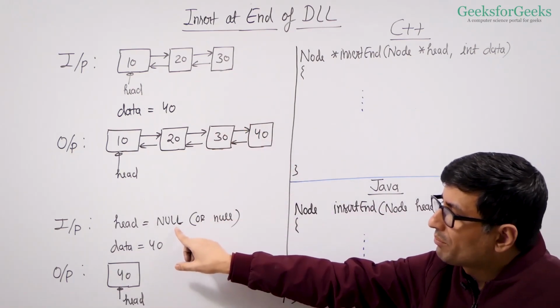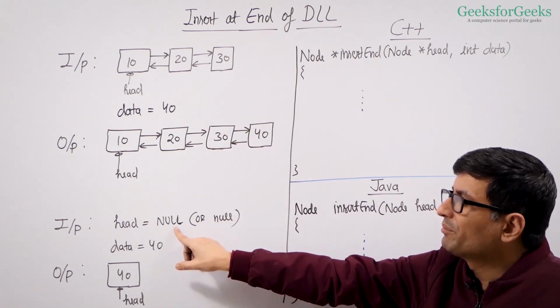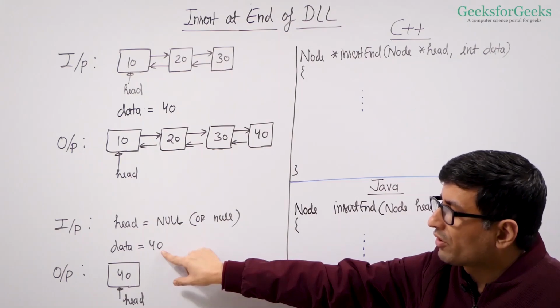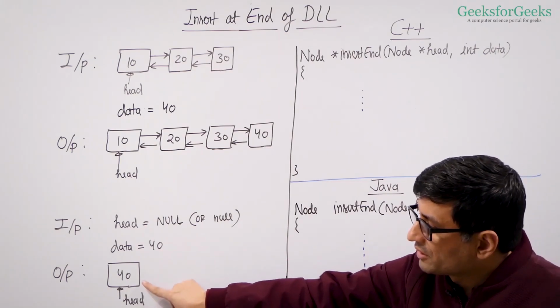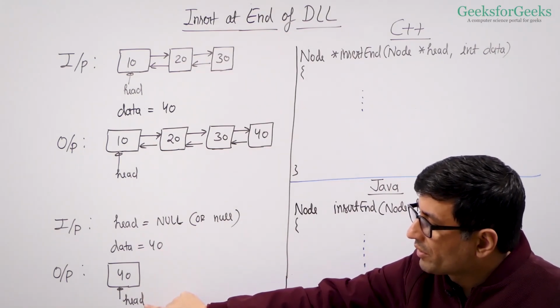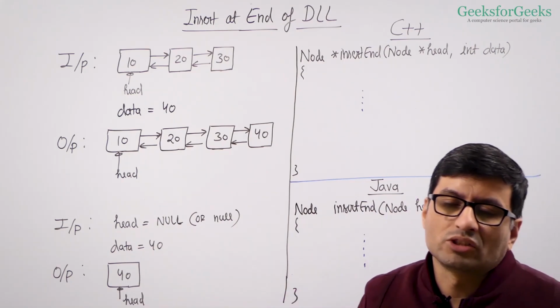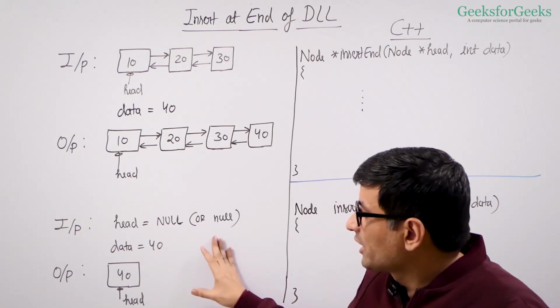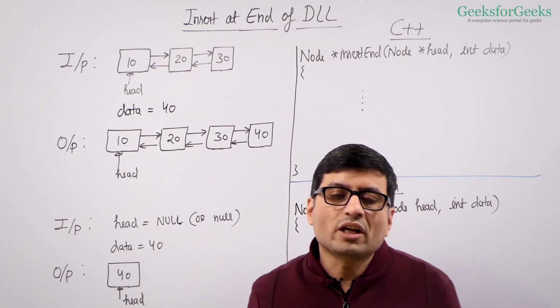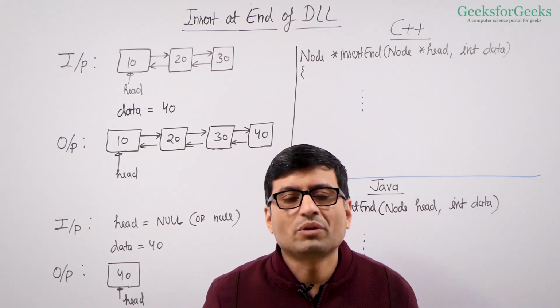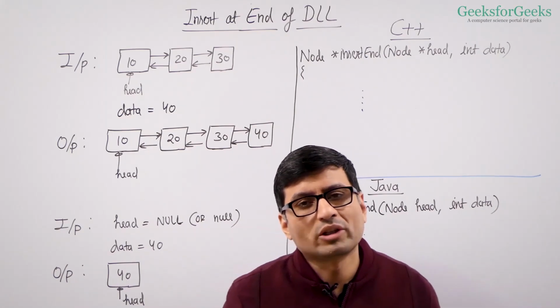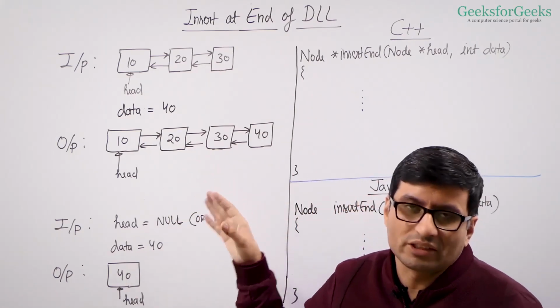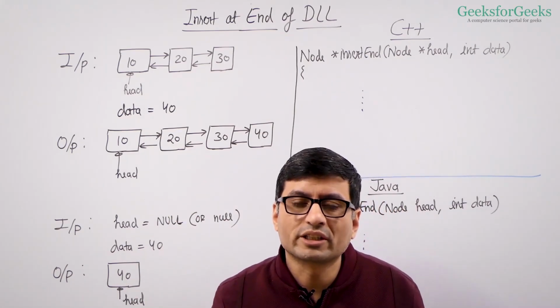Now if you see this example, our linked list is empty and data item is given as 40. So we want to insert a new data item and we want to make it head because there is nothing in the doubly linked list already. So this is the only case where we change the head reference or pointer, when we are given an empty linked list. In all other cases, head remains as it is because we are always inserting at the end.